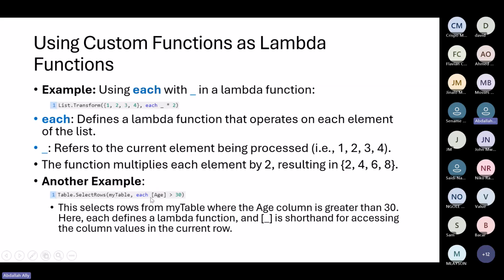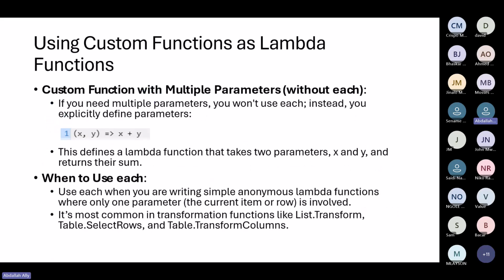So here there is an underscore before age, and Microsoft allows you to simplify by removing it. When you're using each with a field, you can remove this underscore. We'll see when we write the code. So greater than 30. This is how you can use each with underscore.